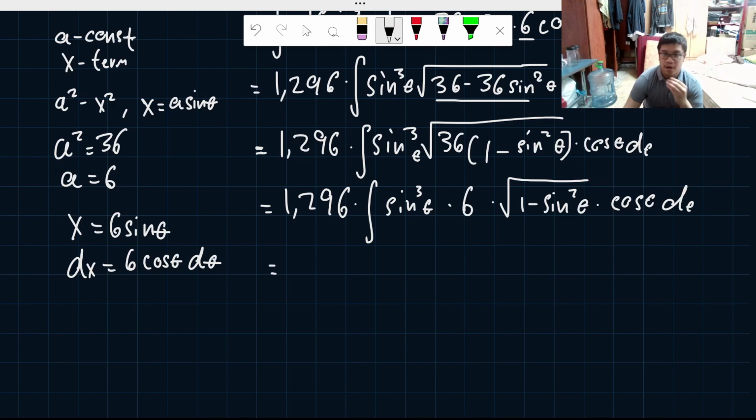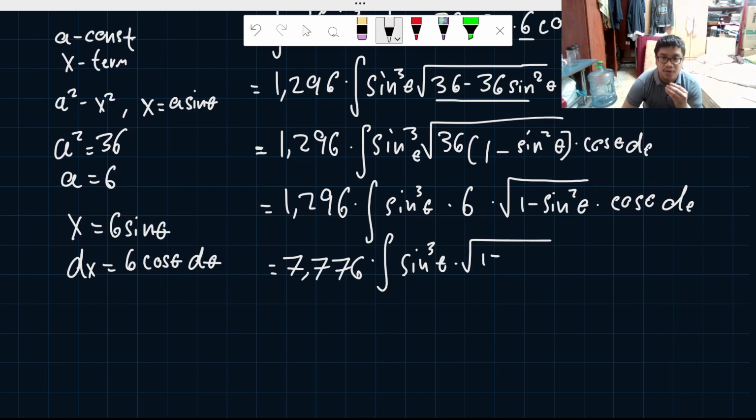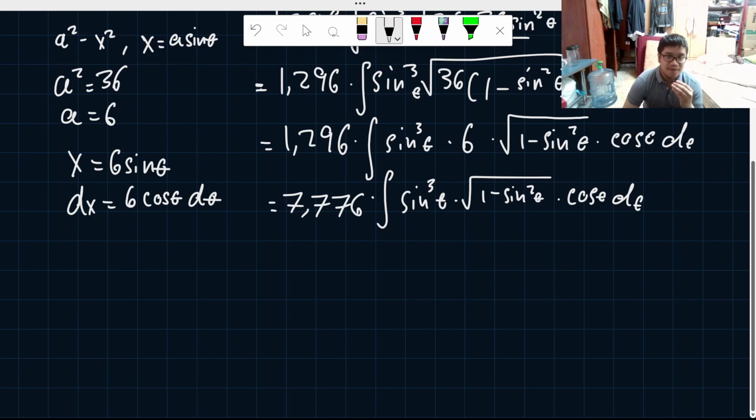So as a result, if you put 6 outside and combine it with 1,296, this will give you 7,776. Okay, there we go. So what's left is sine cubed of theta times the integral of 1 minus sine squared theta times cosine theta d theta. Now, we can simplify 1 minus sine squared theta.